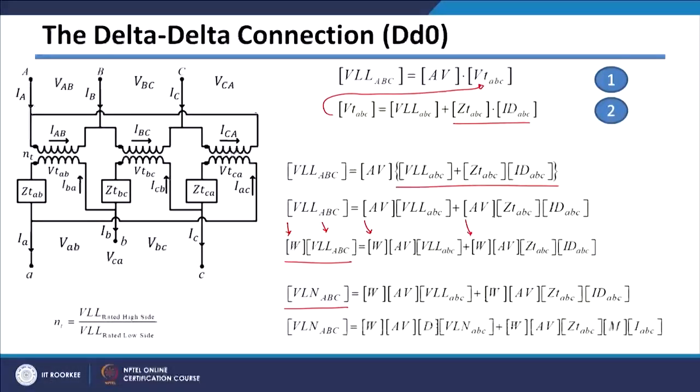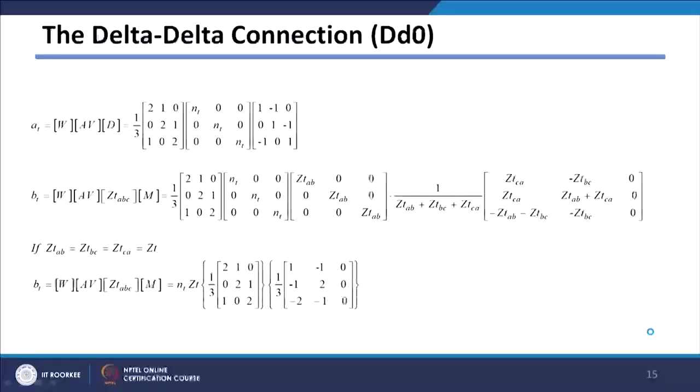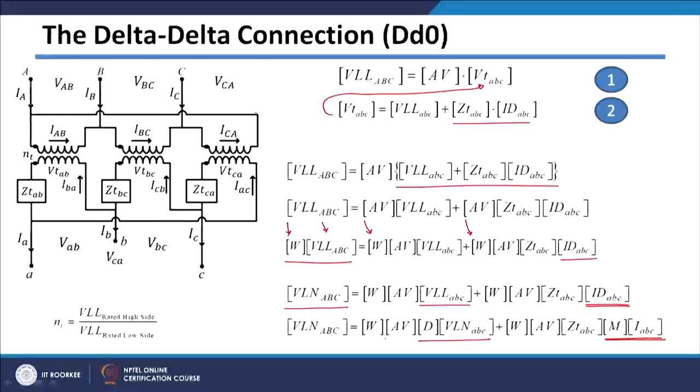Now, let us take these terms on. Okay, so here this VLL ABC can be written as D multiplied by VLN ABC. Similarly, these currents ID ABC can be written as M multiplied by IABC. So, this ID ABC currents can be written as M multiplied by IABC. So, if you compare with standard equations, this must be your AT parameter, and this must be your small BT parameter.